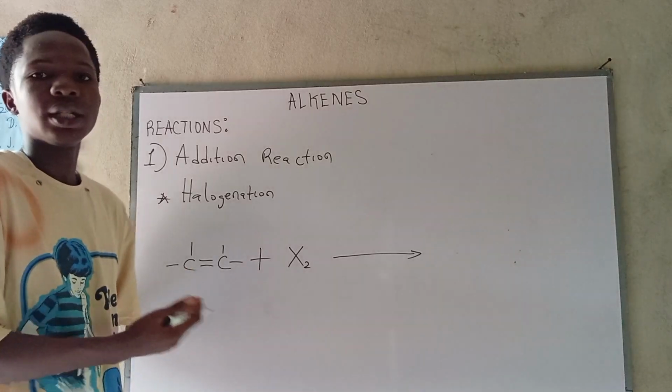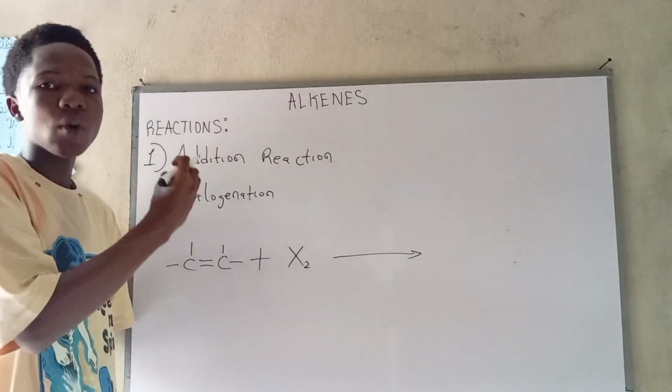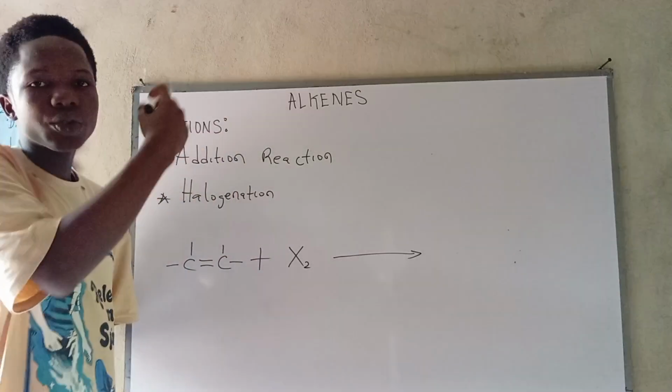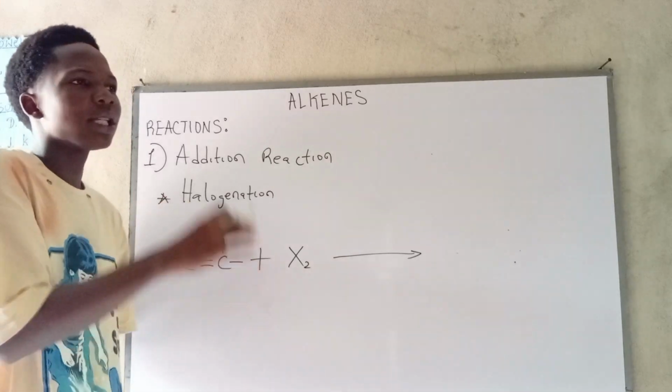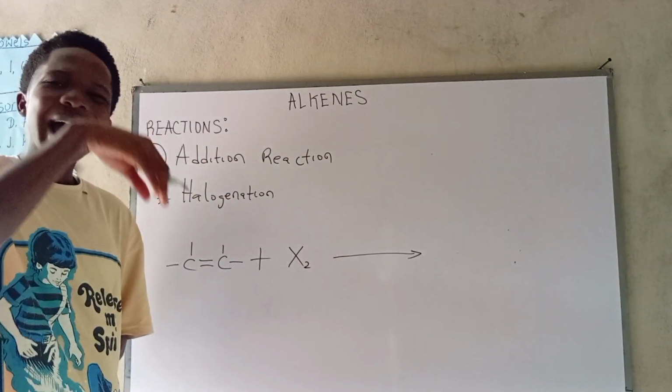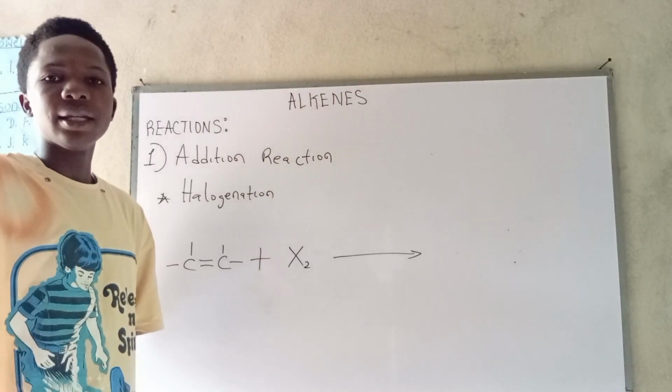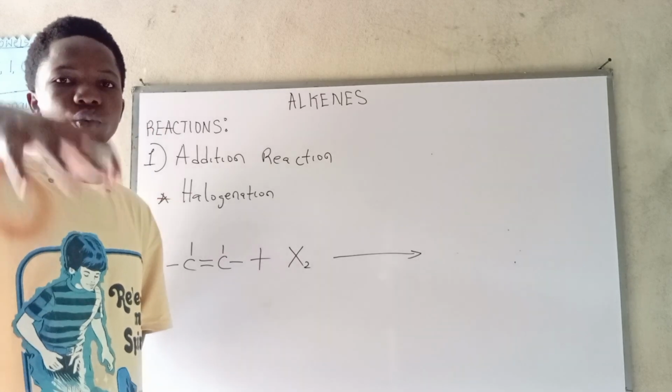an addition reaction. The former one was addition. This one is also an addition reaction. It will automatically turn to alkane. But this time around, it's not just a normal alkane. It will become a dihalide alkane. You understand? A dihalide compound, which is an alkane.